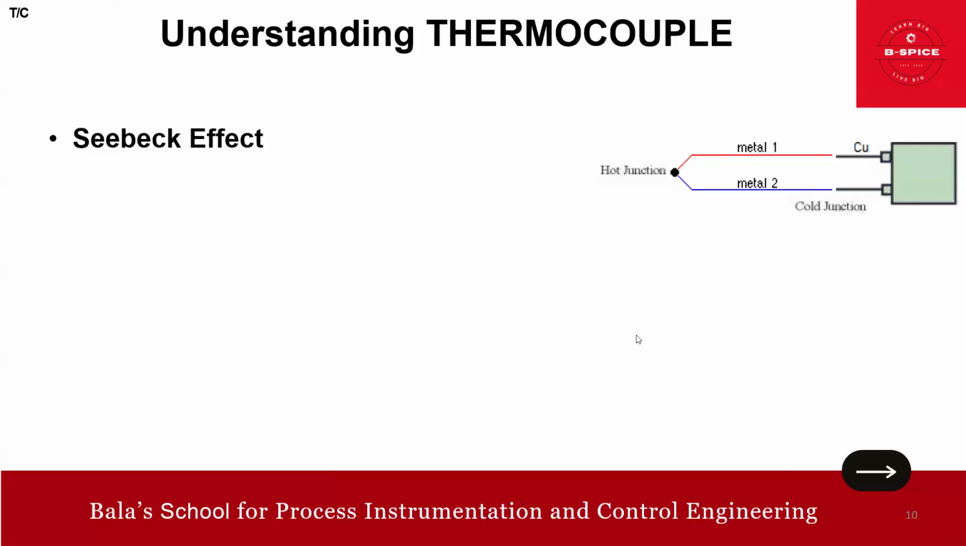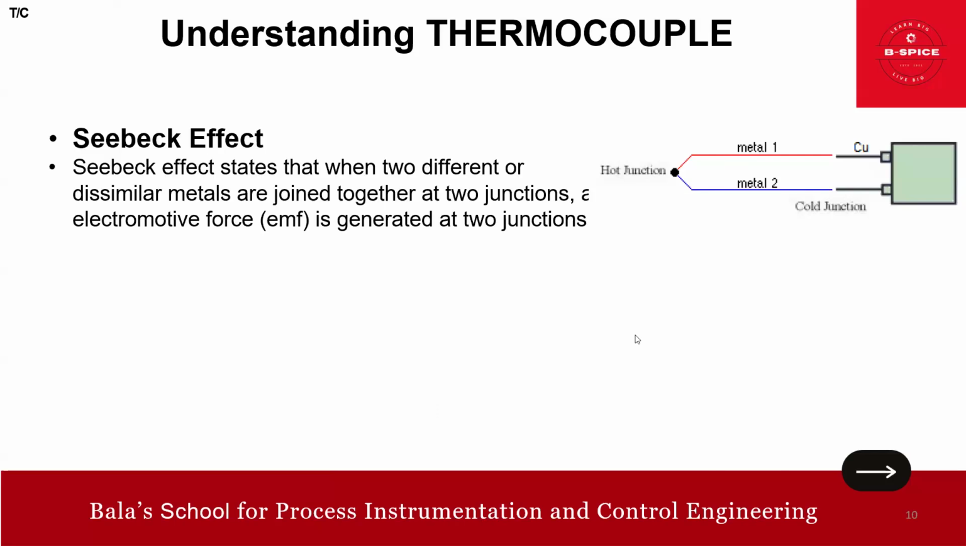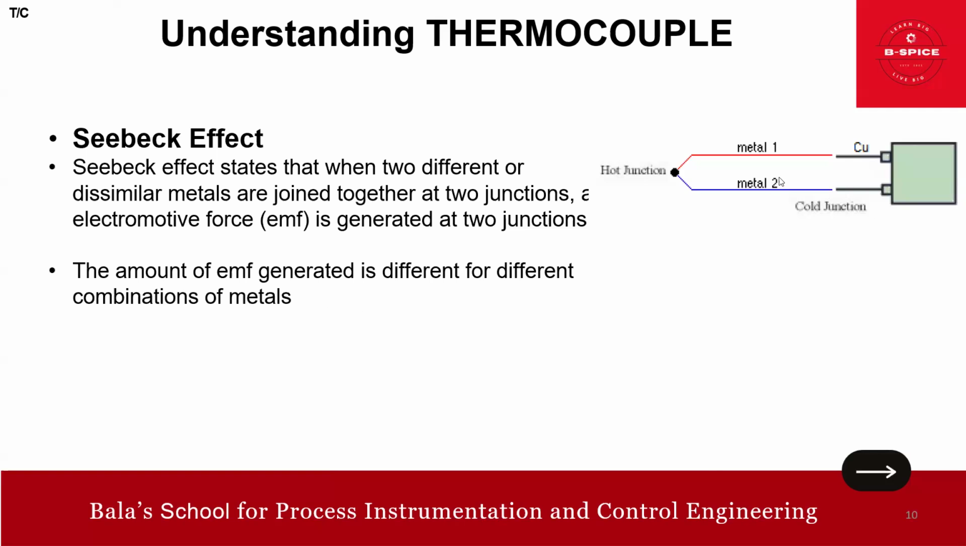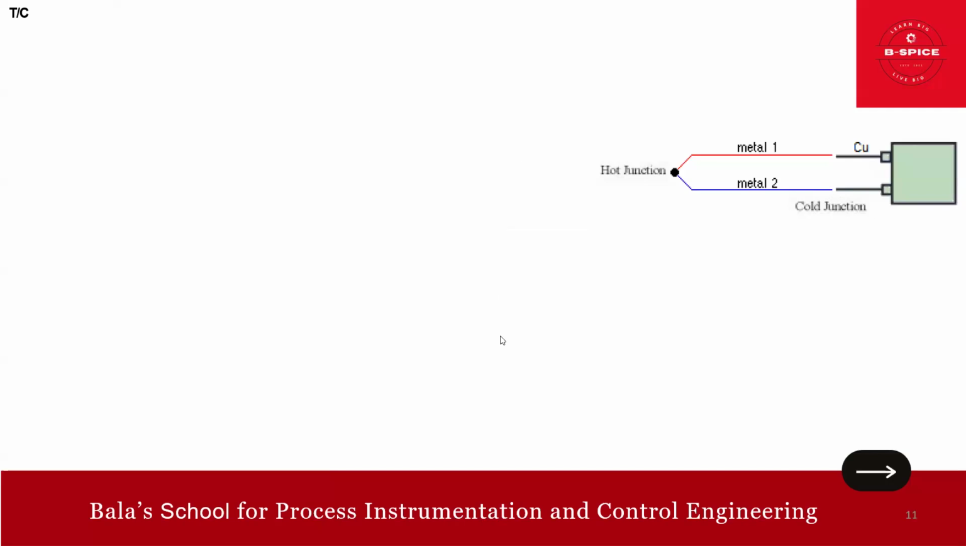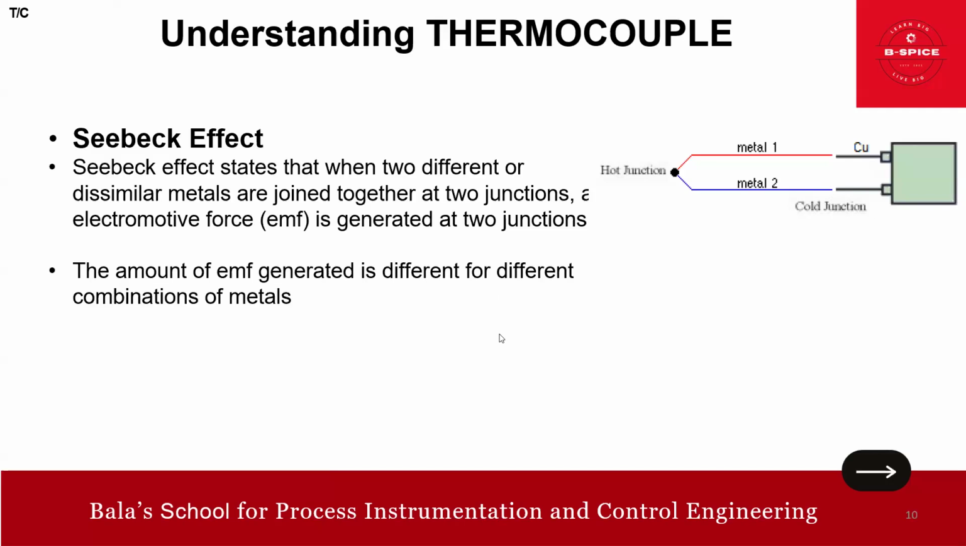Correct. So I'll talk about the Seebeck effect. To sum up, the Seebeck effect states that when two different or dissimilar metals are joined together at a junction, an EMF is generated at two junctions. This is, holistically, how we see the Seebeck effect. The amount of EMF generated is different for different combinations of metals. Okay, so this is about the Seebeck.